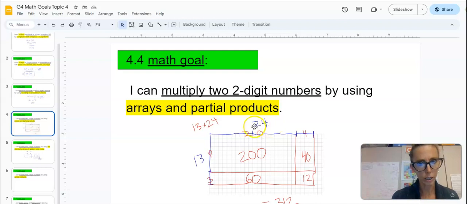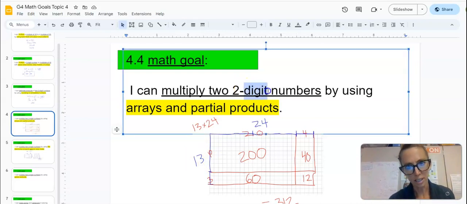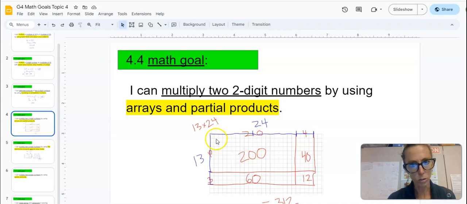So 24, two numbers, two digits. And then I have 1 and 3. Definitely point that out. The word digit, again, is another term a kid might not know. And we're going to use arrays, and these are arrays, the ones where you can see all the little squares. And with these arrays, we're able to find these partial products.